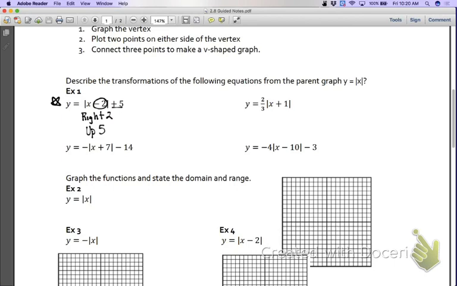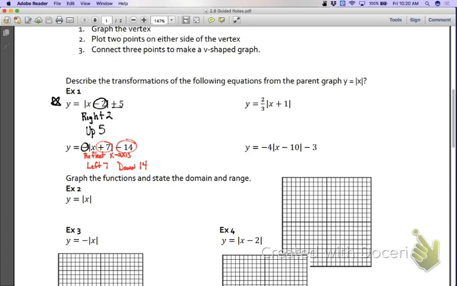If you go straight down, what's the negative going to do right here? What's it going to make it do? Reflect. So it's going to reflect over the x-axis. What's the plus 7 going to make it do? Left, right, up, or down? Left. How many? And then what's the minus 14 going to do? Down 14.